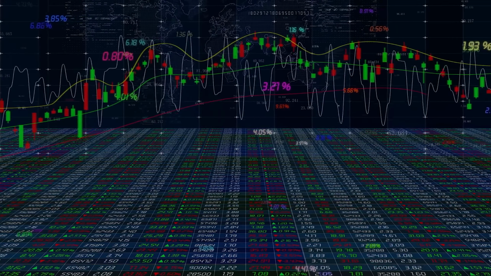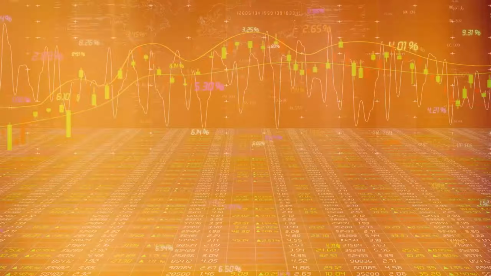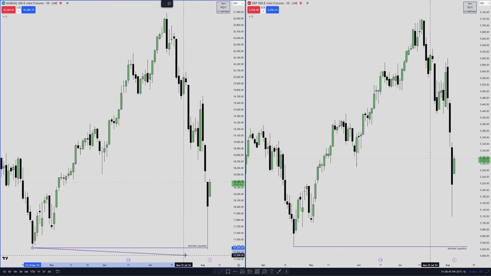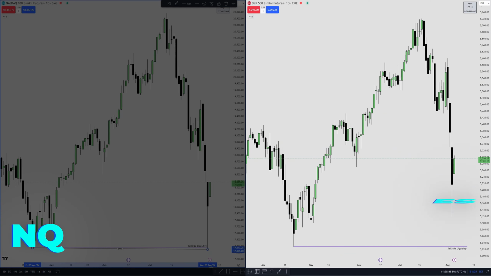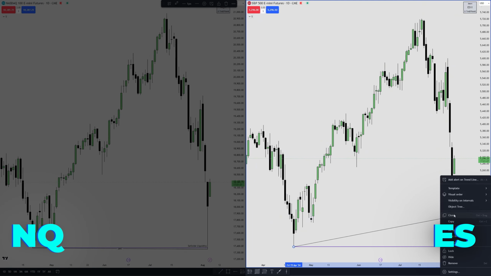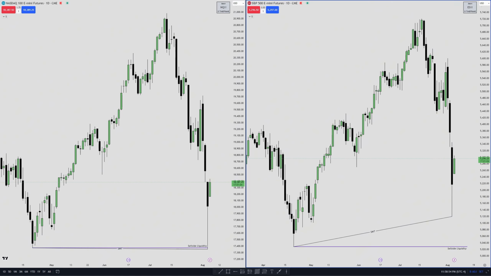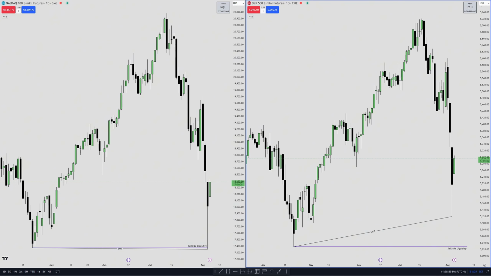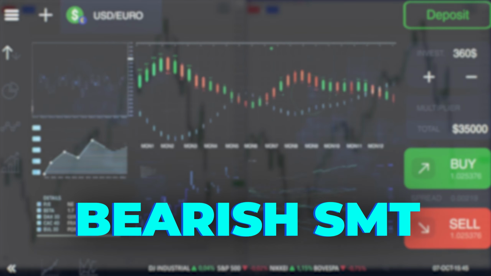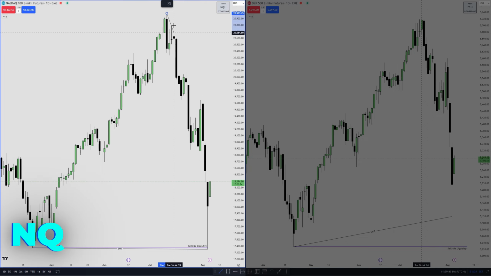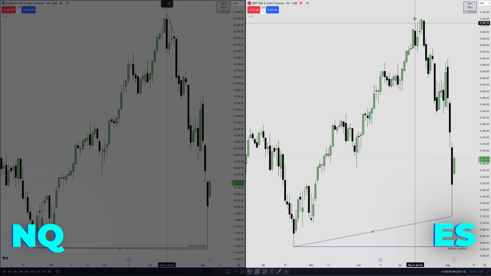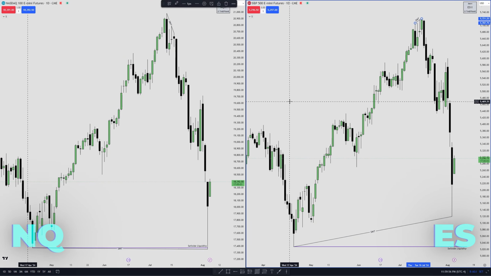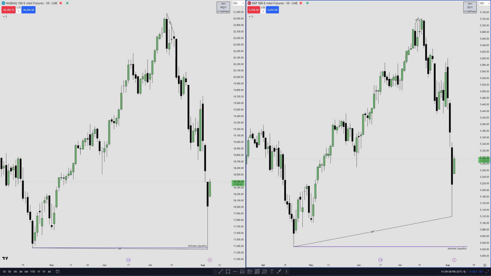How to use SMT divergence. Now let's look at how SMT divergence works in practice. Bullish SMT. If NQ makes a lower low and ES makes a higher low, as seen on the charts, this divergence signals a potential bullish move. This cracking correlation can validate a long position, providing you with an edge in predicting market movements. Bearish SMT. On the other hand, if NQ makes a lower high while ES makes a higher high, it indicates a potential bearish reversal, giving you a cue to go short.